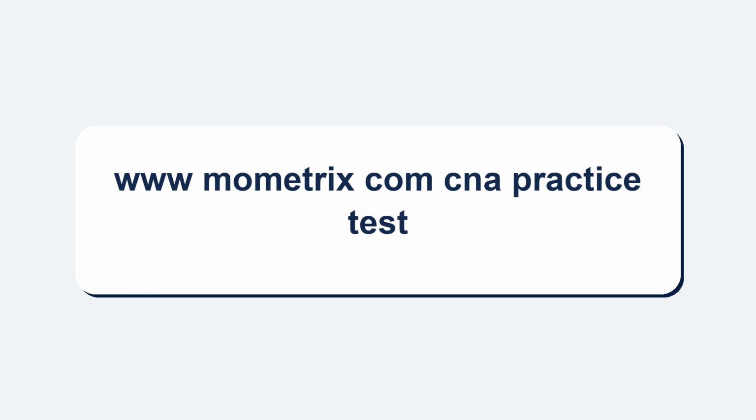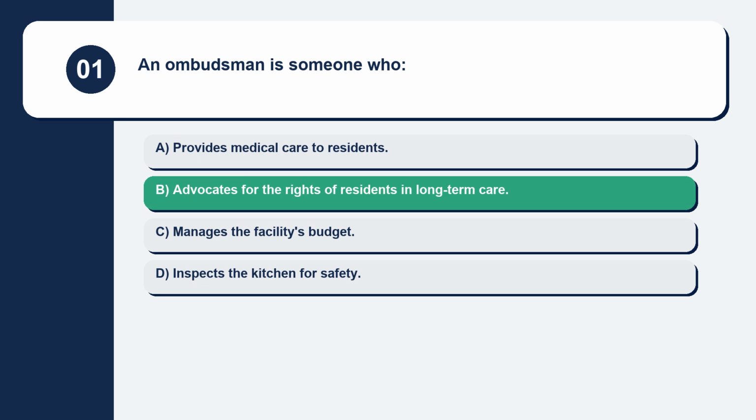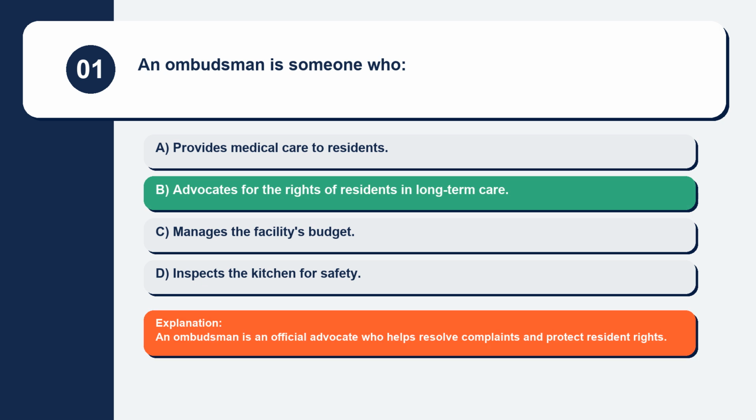Mometrix CNA practice test. Question 1. An ombudsman is someone who provides medical care to residents, advocates for the rights of residents in long-term care, manages the facility's budget, inspects the kitchen for safety. An ombudsman is an official advocate who helps resolve complaints and protect resident rights.